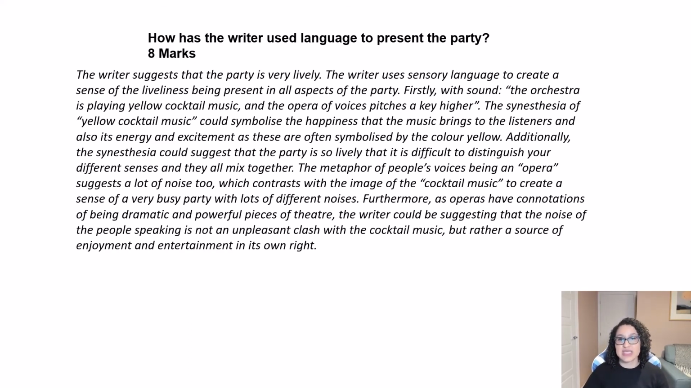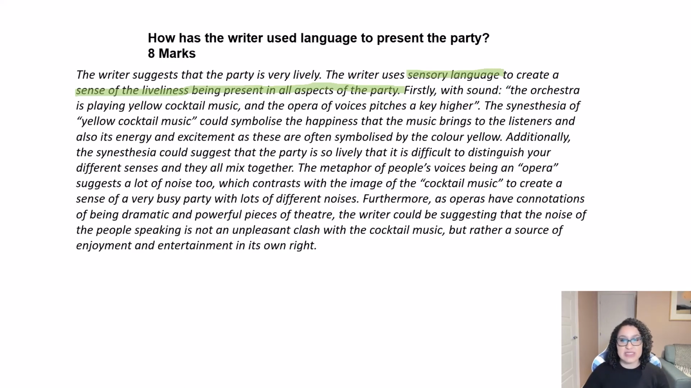So the next thing is that it identifies a technique that is being used. In this case, we've got sensory language, and it says what effect that creates, the liveliness being present in all aspects of the party. It doesn't, however, stop there. It goes into much more detail, firstly with providing quotes. So this strategy here of saying your idea and then doing a colon, that's a really quick and easy way that you can build your quotations in.